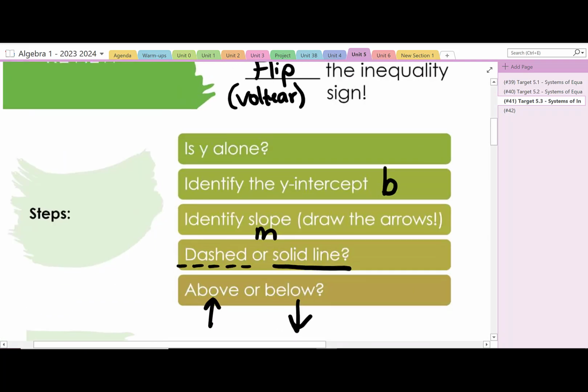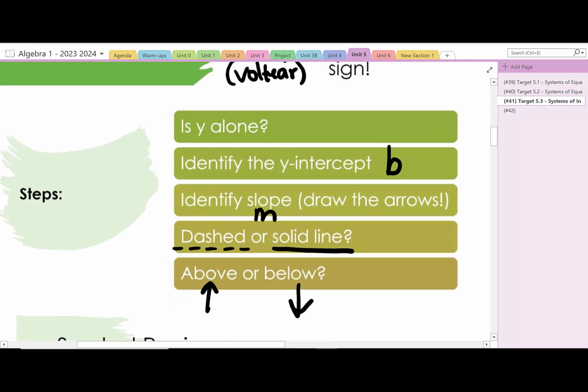Next, we have the steps. Okay, the first step is always y alone. La y está sola. The second step is identify the y-intercept, which is the letter B. So paso 2 is identifica el y-intercept, la letra B. 3 is identify slope, M, and then you need to draw the arrows up or down, and then right or left.